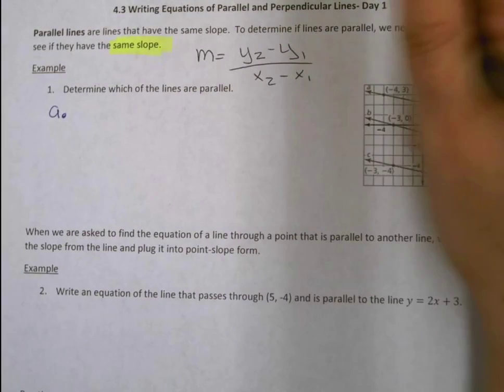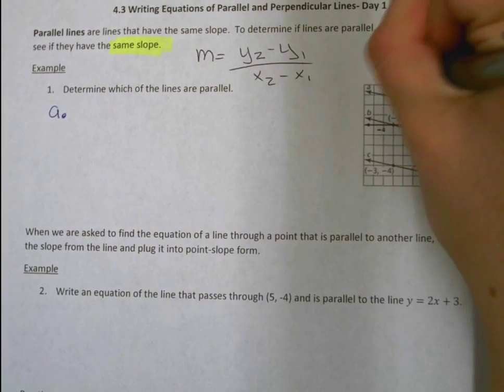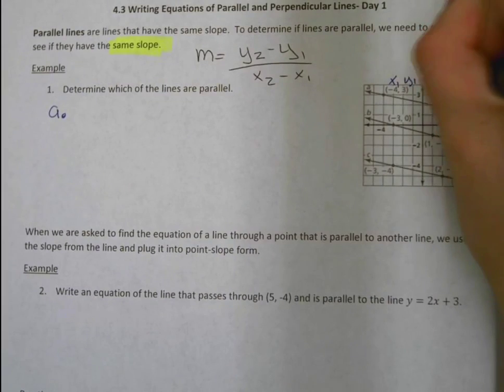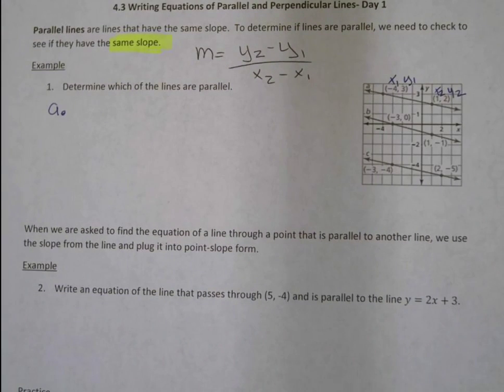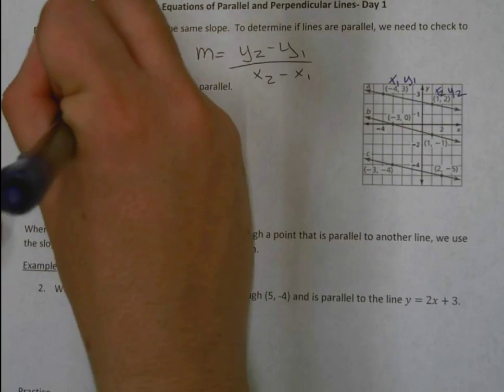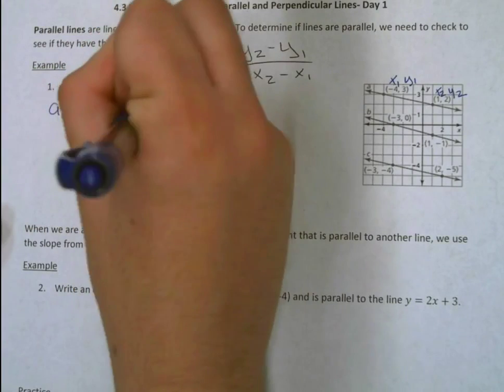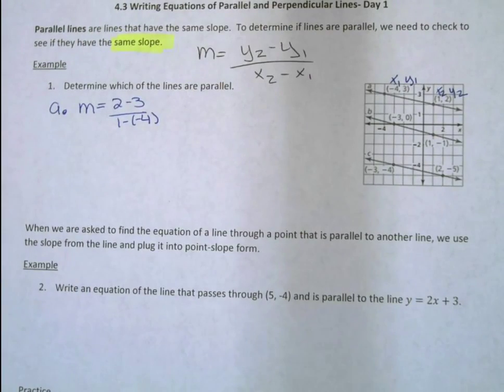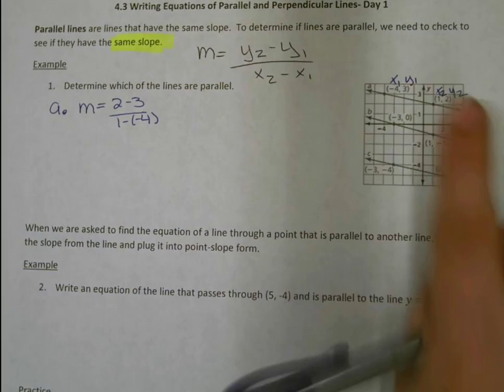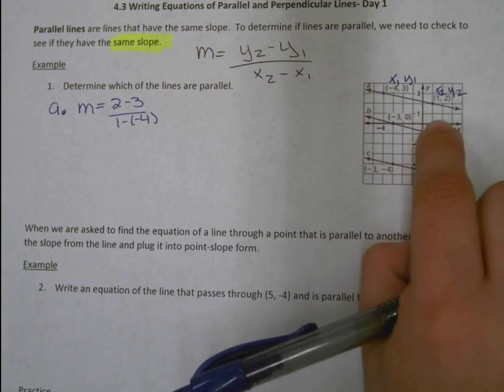So if I take a look at A, my points are right here. Okay, so I'm going to plug into my formula for A. I'm going to have 2 minus 3 over 1 minus negative 4. Does everyone see where those points came from? Right here on this line. It might be easier to look at your own paper.